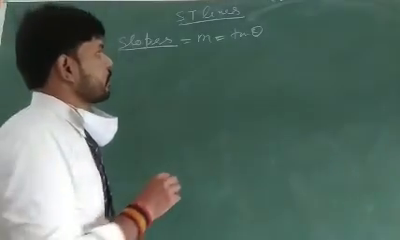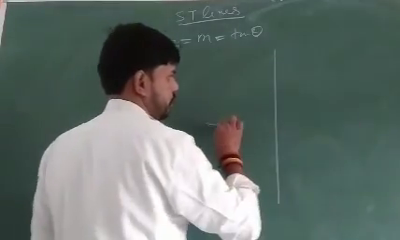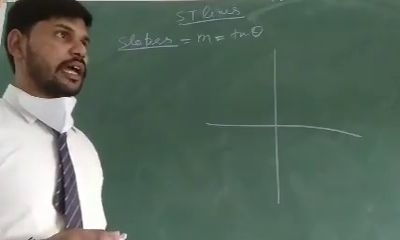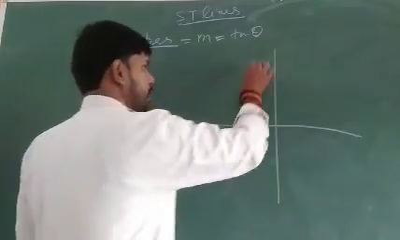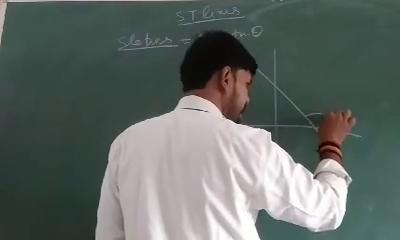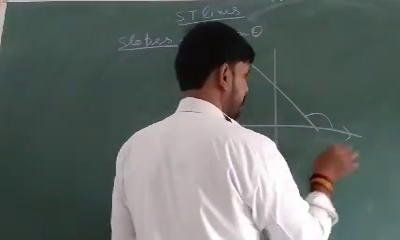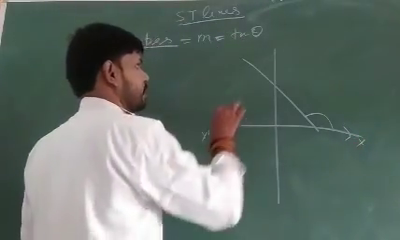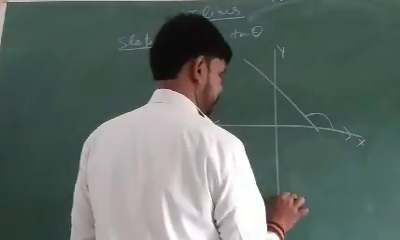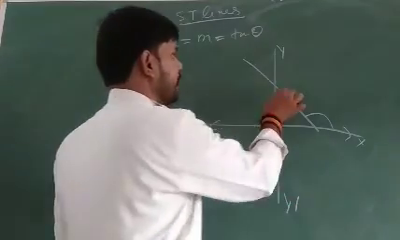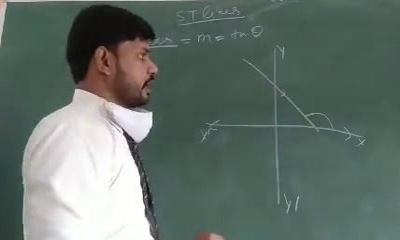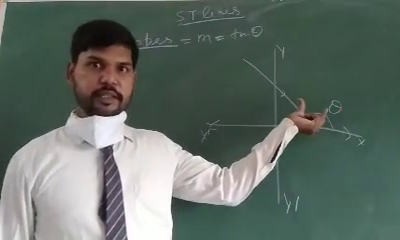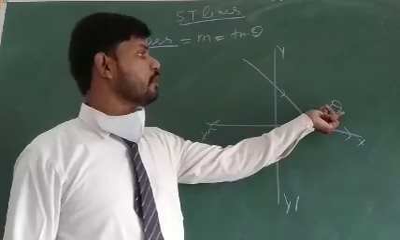We have a concept for the slopes: suppose any line is there, and that line makes any angle with the positive direction of x-axis. If a line makes any angle theta with the positive direction of x-axis, that theta in the tangent form is called the slope.